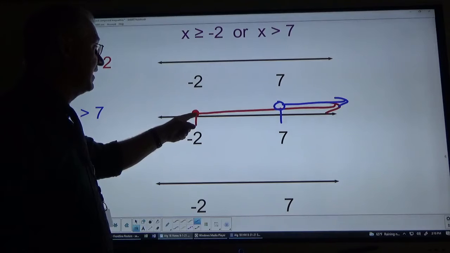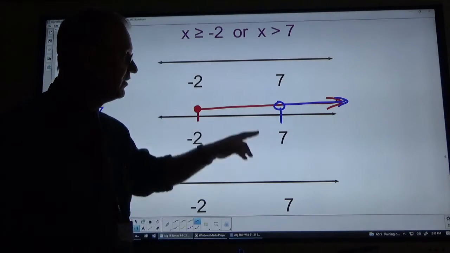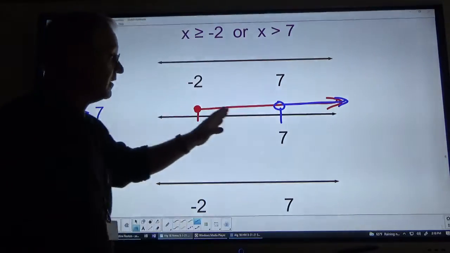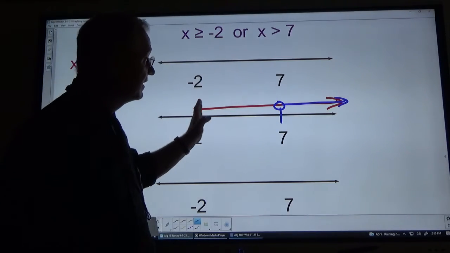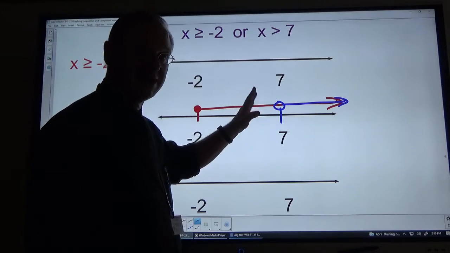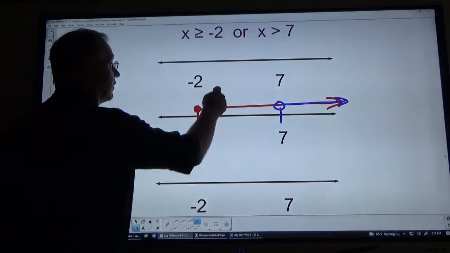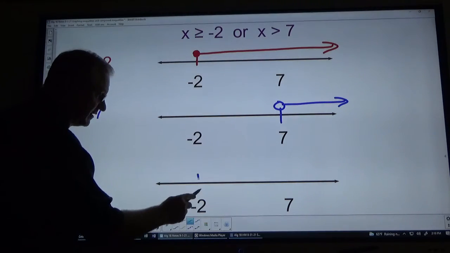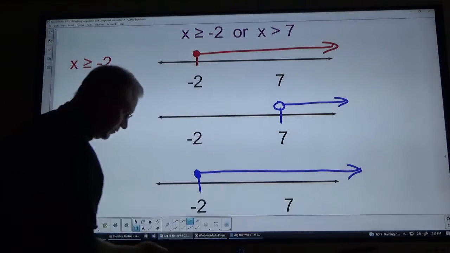So if I bring this down like this, can you see how that line just flattens right over that open circle and fills it right in? So -2 is in the graph, above, between -2 and 7. 7 itself in the red line is in the graph, and both of them are above 7. So our final answer in this situation is a solid dot over -2, arrow to the right.